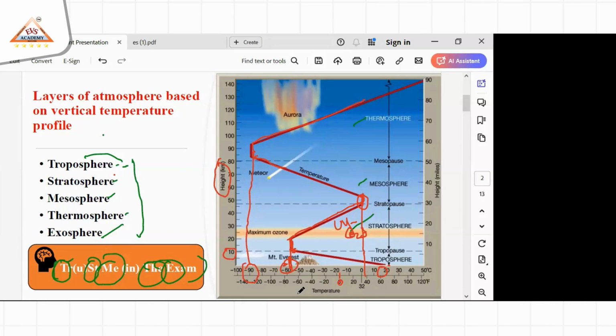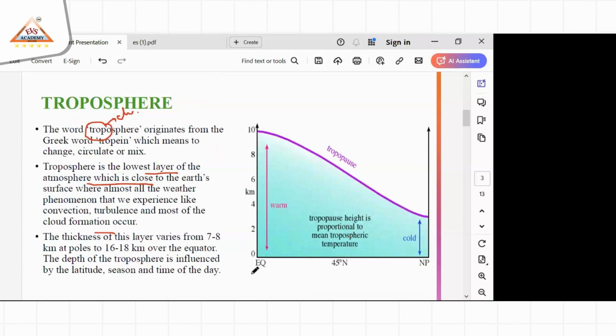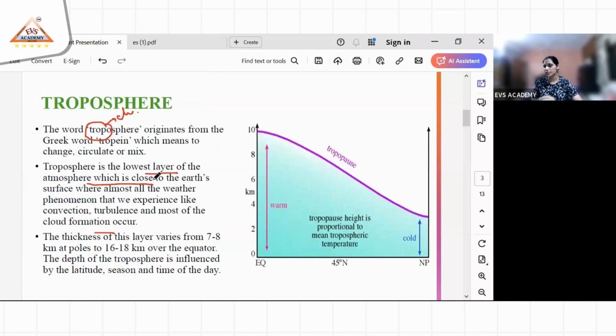Okay, so we were on the troposphere. The troposphere is that layer which is near to the ground, from 0 to 10 kilometers. First of all, remember this question, asked many times in every exam of environmental science: in which layer do all weather phenomena occur? That layer is the troposphere.